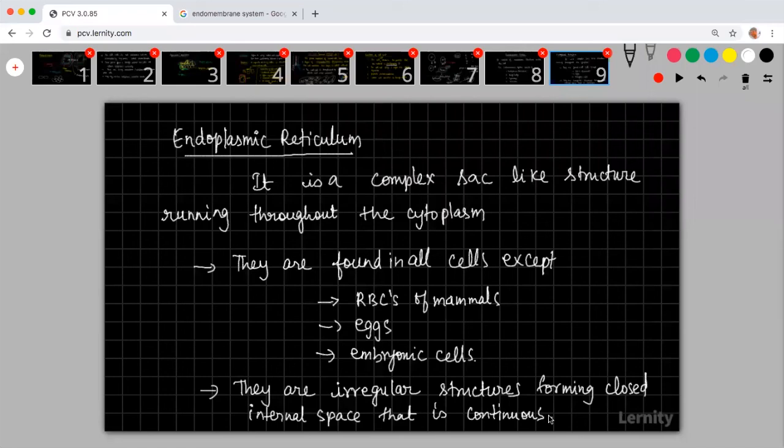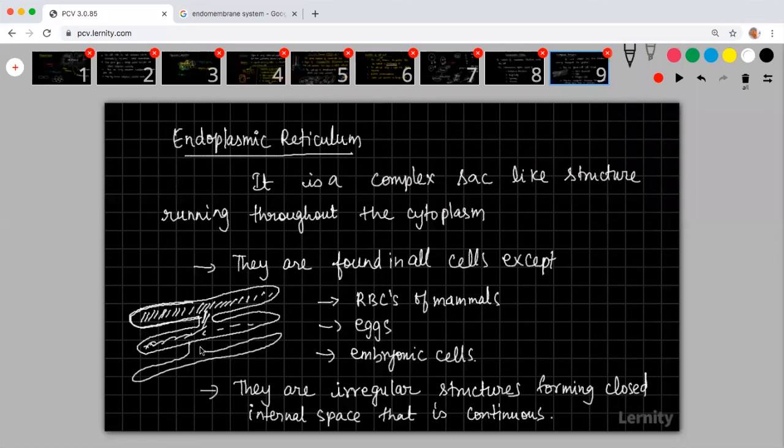They will form a closed internal space, which means if you are having an endoplasmic reticulum, the space is closed. Let us say that this is the space. It is a space that is closed and continuous. Let us say that this is how your endoplasmic reticulum will look like. So this is the space which is enclosed and continuous. So the next one will be like this, which means here in between, you will have this opening. So this is how the structure will be.